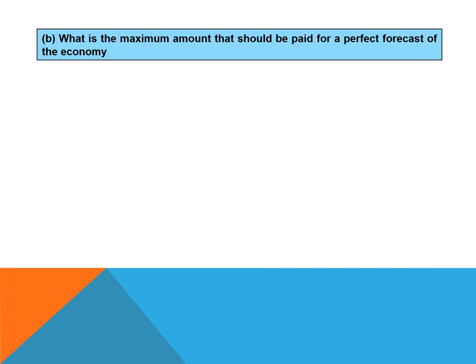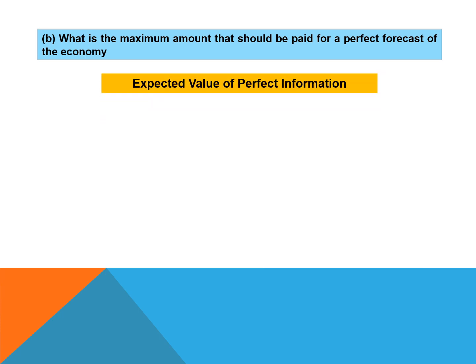So the second question is what is the maximum amount that should be paid for a perfect forecast of the economy. In my opinion, the model applicable here is the expected value of perfect information. Bakit ko nasabi? Kasi yung expected value of perfect information is the maximum amount that one may pay for accurate information. And by accurate information, in this case it means the perfect forecast of the economy.